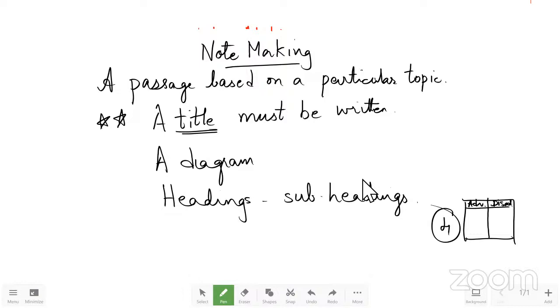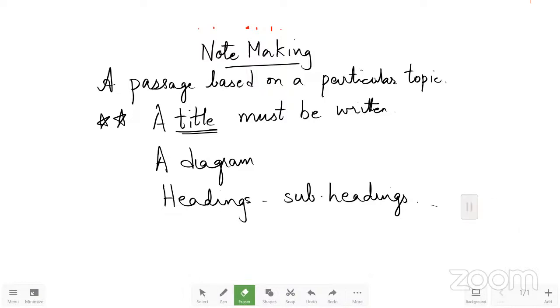It needn't be only a table. You can draw in different ways, a web diagram, a tree diagram, but remember the title must be written. Like say, hobbies is given. You give the title hobbies and then just draw.